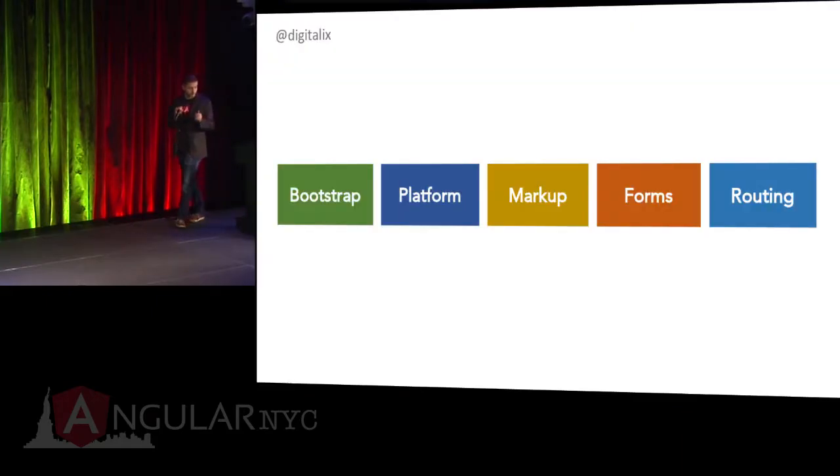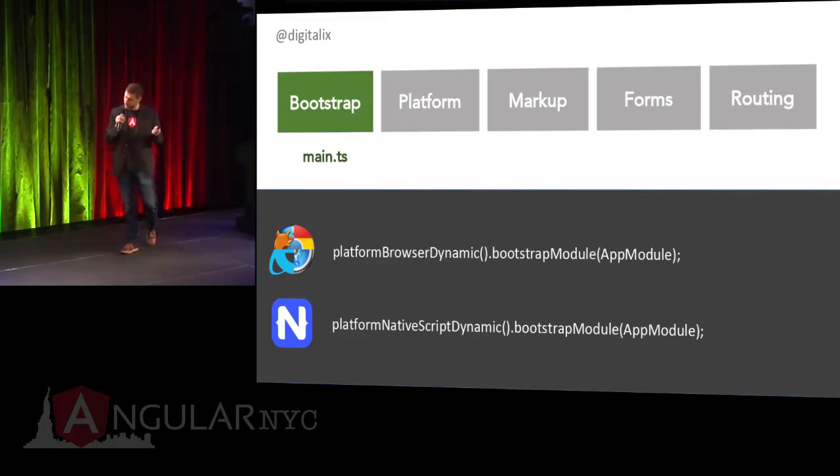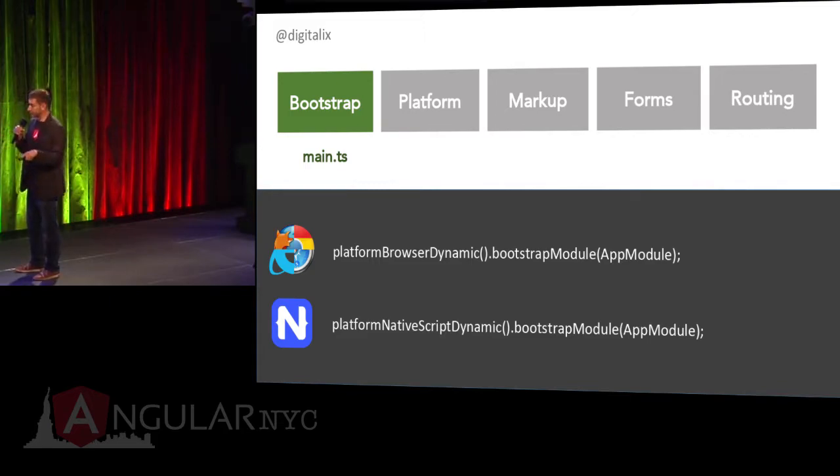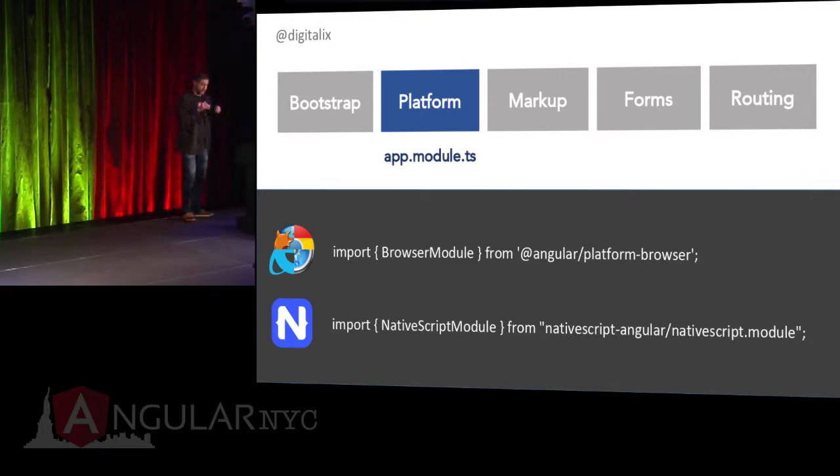So what is different? There are a few differences, and here they are. Some of these are small, some of these are bigger. The biggest difference is markup, and I'll show you that. When you're bootstrapping your application, can everybody see that? You're using a different function. So in the browser, you're using platform browser. In NativeScript, you're using platform native. Then in the main module, you're using the browser module in the browser, and you're using NativeScript module in NativeScript. So you see a little pattern here? You're replacing one line with another, basically.